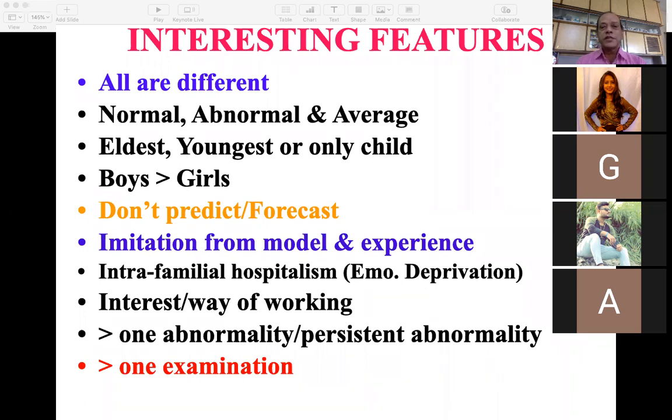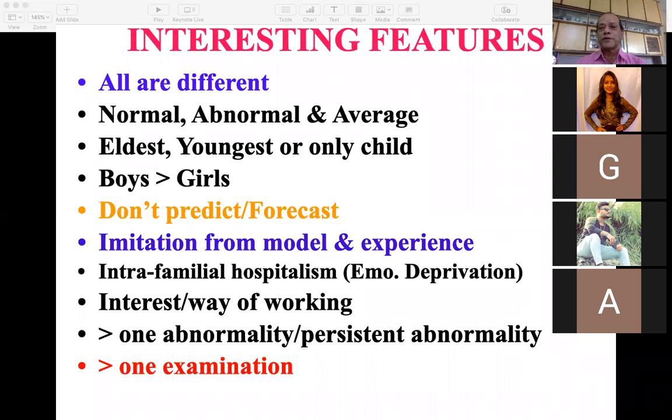Now another interesting feature which will help you understand growth and development, and to improve the growth and development of the child. According to this third line, the eldest, youngest or only child are more intelligent. Again, this is an observation. The eldest child is supposed to be more intelligent because he is the first child in the family most of the times, so he is given more love and more care.